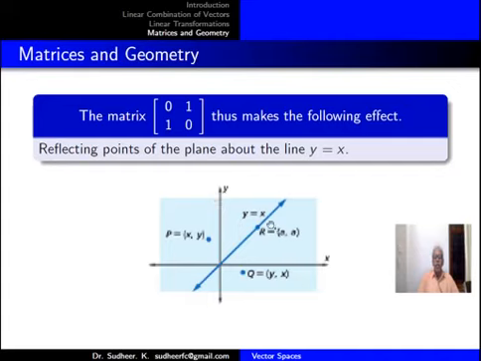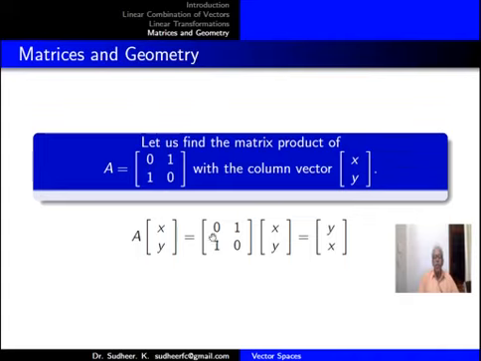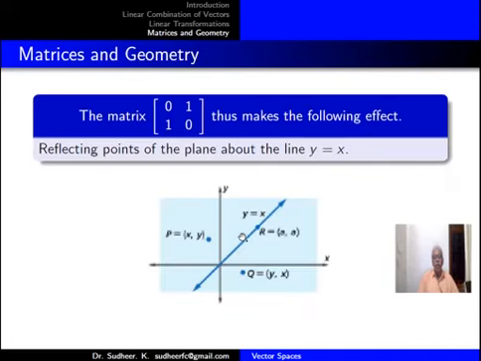This is done. (1, 0) is changed to (0, 1). (0, 1) is changed to (1, 0). If you look at the action of the matrix on the vector (x, y), we get A(x, y) equal to [0, 1; 1, 0] multiplied to (x, y), and that is (y, x). It means what? The point (x, y) is converted to the point (y, x). P(x, y) is converted to the point Q(y, x).